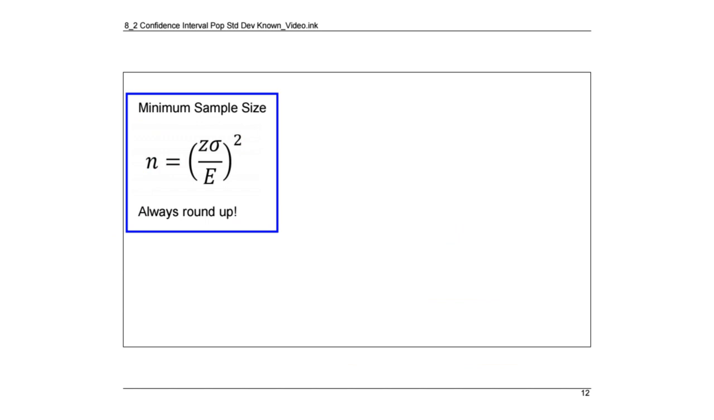The other thing we have to do in 8.2 is the minimum sample size. Now, GeoGebra is not going to do this for us. We're going to use the formula. What we're going to have to do is find the Z value from the table based on our confidence level. We're going to multiply that times the population standard deviation, which will be given, and then we're going to divide by the margin of error.